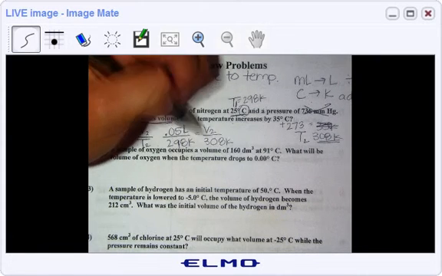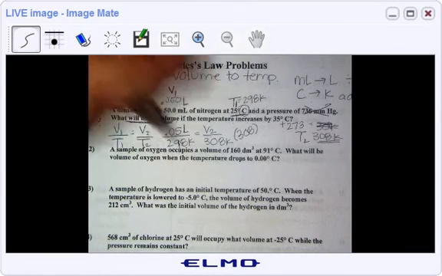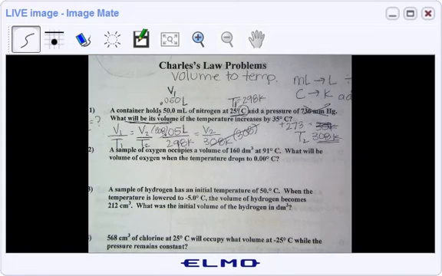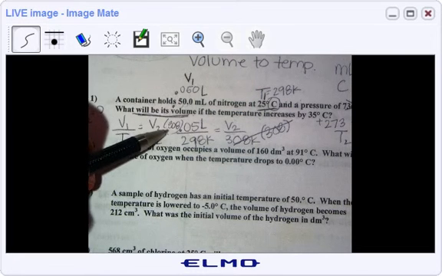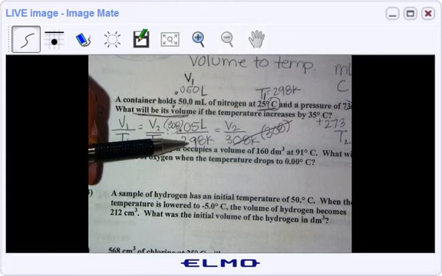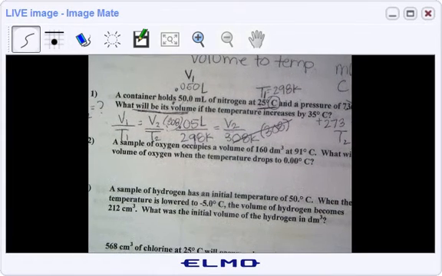So to get V2 alone, I need to get rid of this. I multiply 308 on both sides. Now that's gone. This number says 308. So I'm going to do this divided by this. I'll get a number, and then I'll multiply it by that. That's what I'm going to type in my calculator right now. Go ahead and do the same.